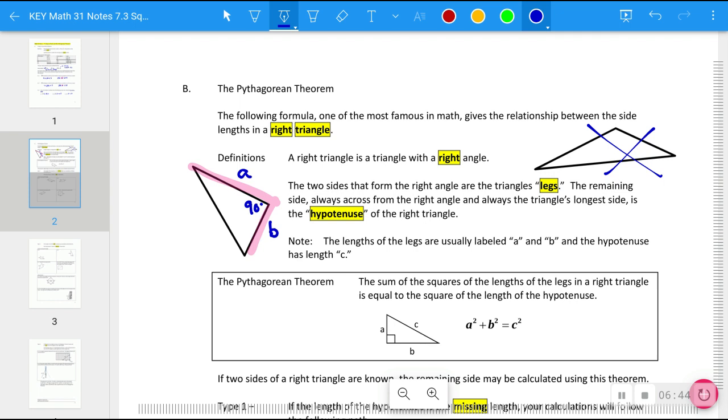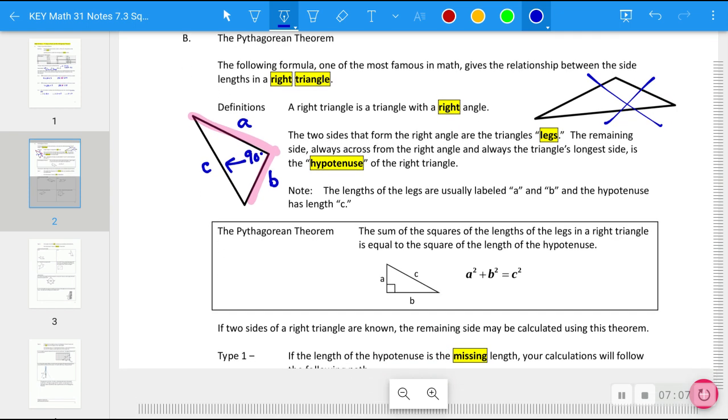Or they should be labeled A and B. That's the most common way to label them. The other one is called the hypotenuse. It's a Greek name, and it's the longest side of the triangle. It's also the one that's across from that 90-degree corner. And the hypotenuse, in the Pythagorean theorem's classic way of writing it, is always labeled C.